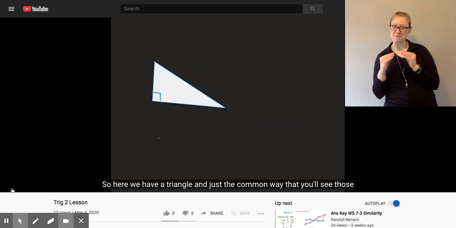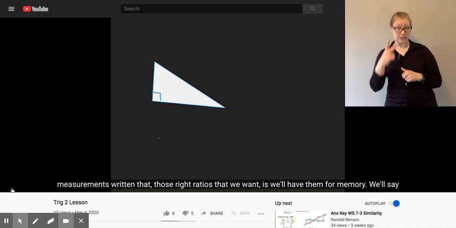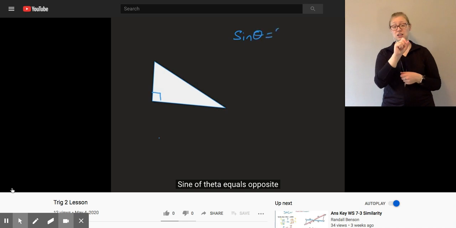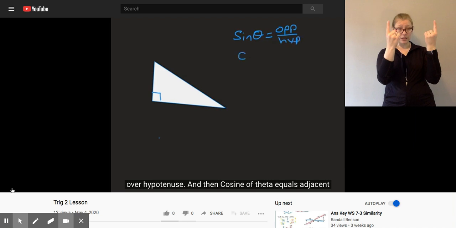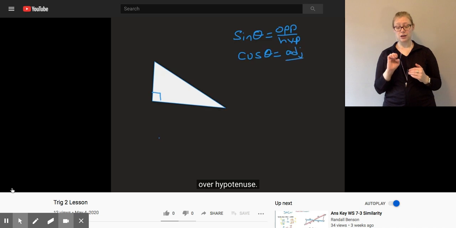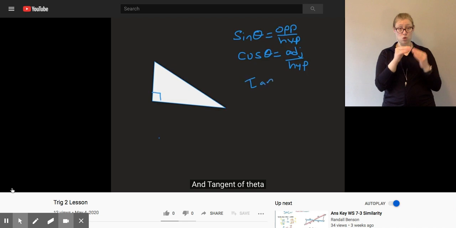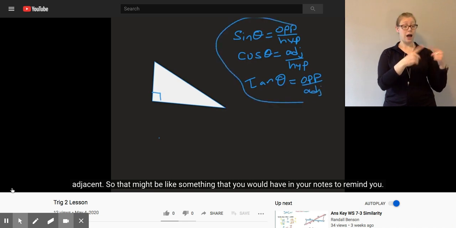So here we have a triangle, and just the common way that you'll see those measurements written, those right ratios that we want, is we'll have them for memory. We'll say sine of theta equals opposite over hypotenuse, and then cosine of theta equals adjacent over hypotenuse, and tangent of theta equals opposite over adjacent. So that might be like something that you would have in your notes to remind you.